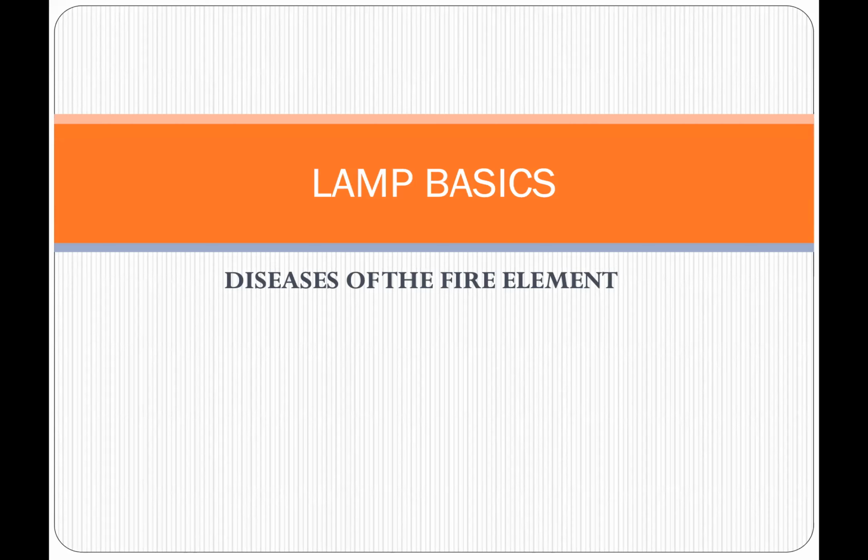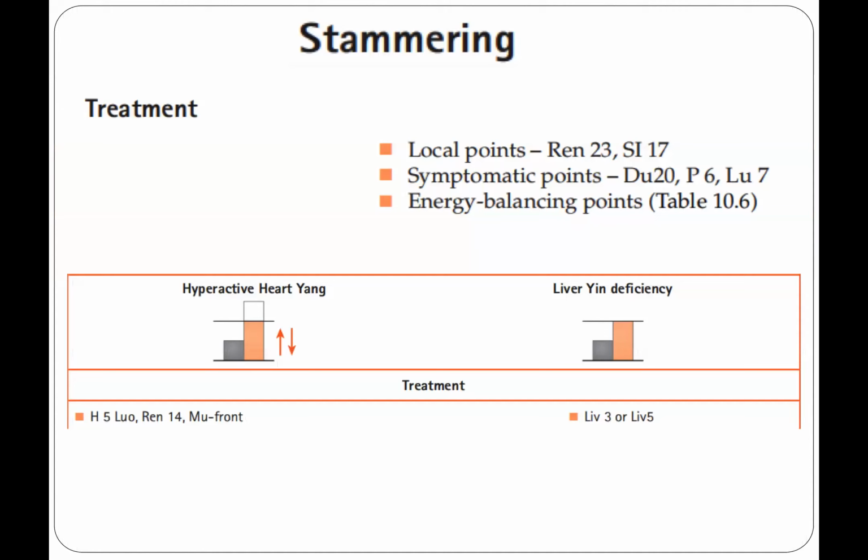So we are still on diseases of the fire element. We shall take up stammering. Treatment: local points, REN 23 and SI 17. Symptomatic points are DU 20, pericardium 6, lung 7, and the energy balancing points.